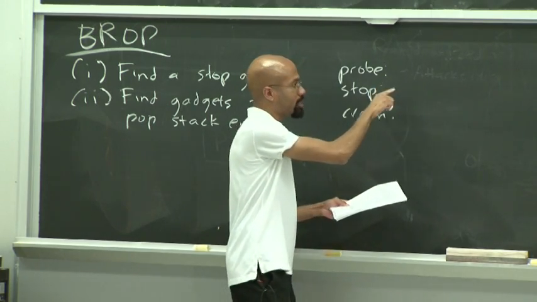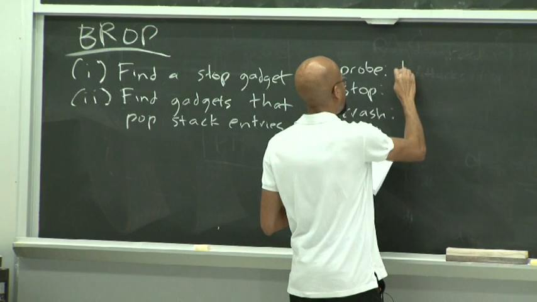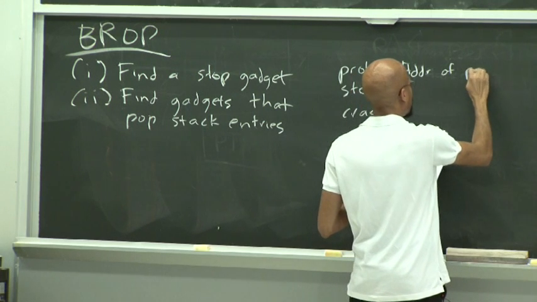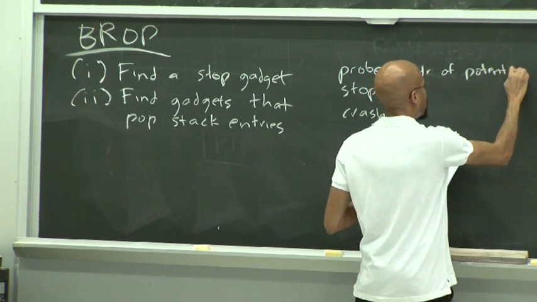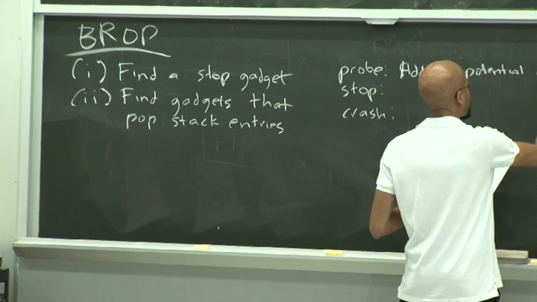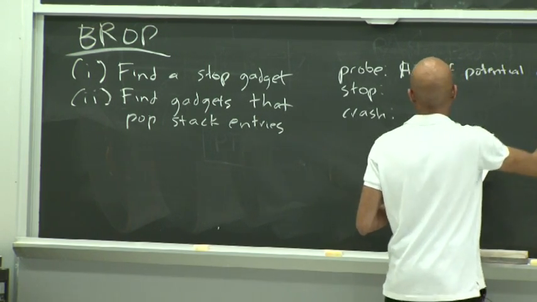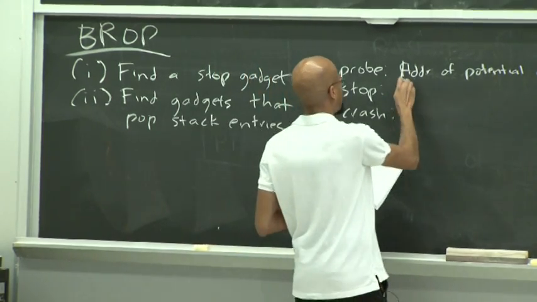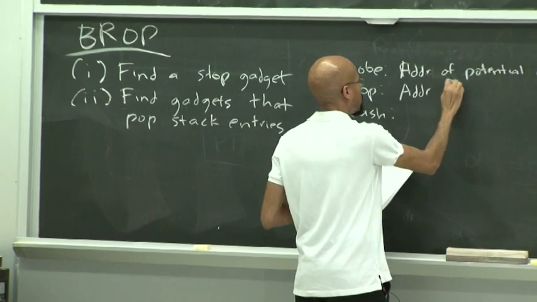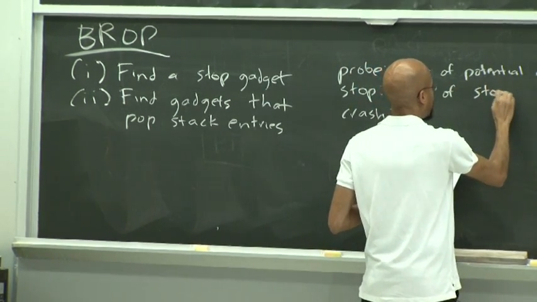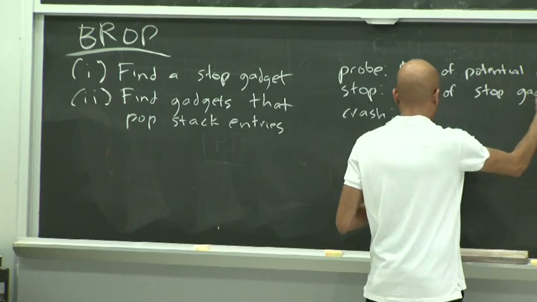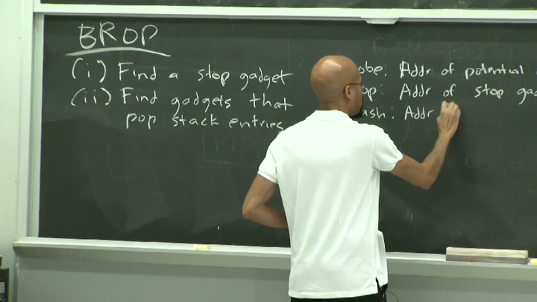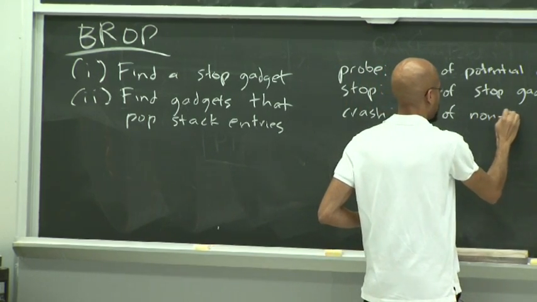The probe address is the thing that we're going to put in the stack. This is going to be the address of a potential stack popping gadget. The stop gadget is going to be what we found in step one. So this is the address of the stop gadget. And then the crash gadget is just going to be the address of non-executable code.